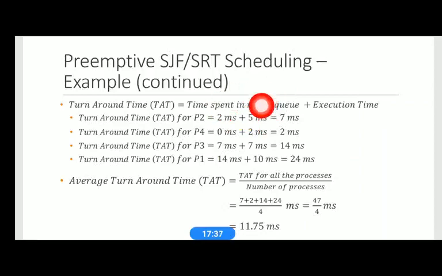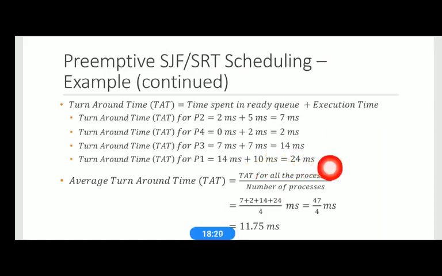time in the queue, means the waiting time in the queue plus the execution time it requires. Right, here P2 waiting time is 2, P4 waiting time is 0, P3 is in queue 7 millisecond, P1 is in queue 14 milliseconds. Right, P2 requires 5 millisecond of execution, P4 execution time is 2 millisecond, P3 is 7 millisecond, P1 is 10 millisecond, hence the total turnaround time for P2 is 7 millisecond. TAT for P4 is 2 millisecond, TAT for P3 is 14 millisecond, TAT for P1 is 24 millisecond.